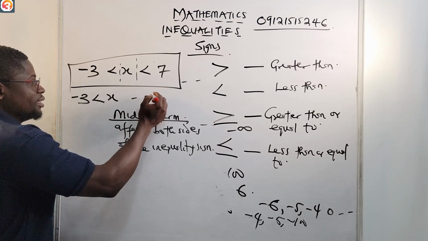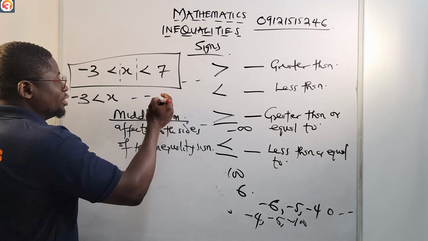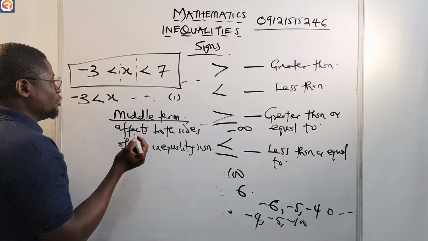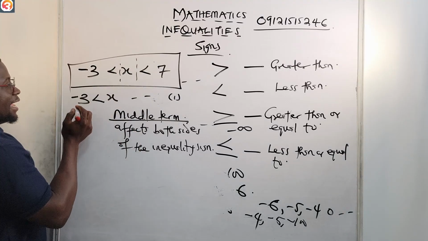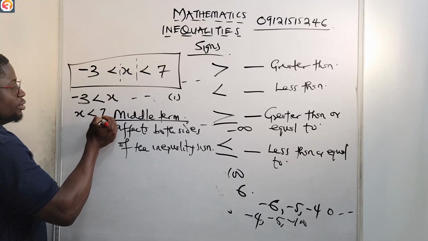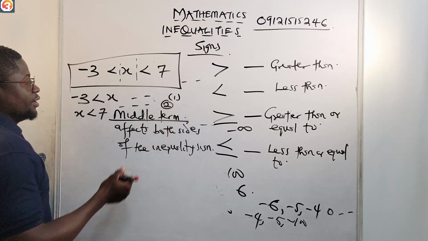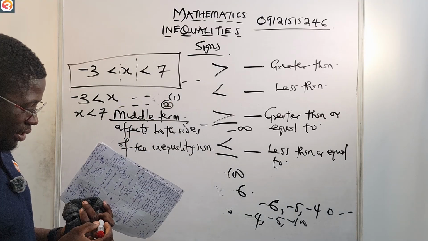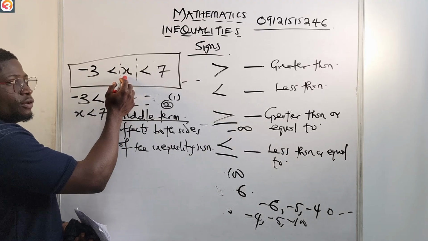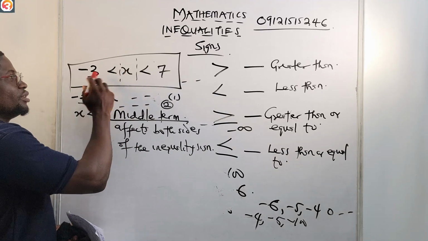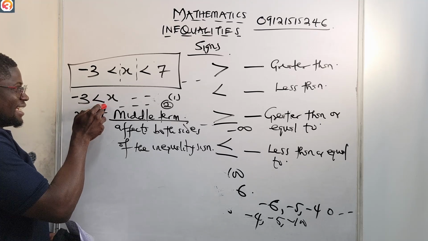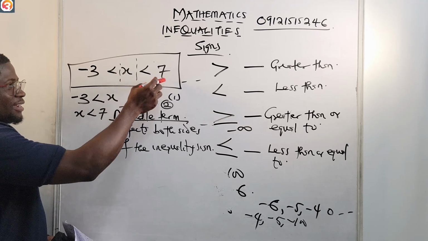This is one inequality. You can call this one equation 1. Okay, let me just say 1 because it's not an equation; it's an inequality. Then here we're also going to have x is less than 7. This is 2. All right. So this is how we split inequality. We split down the middle, and the middle term affects both sides of the inequality sign. All right. So we have minus 3 less than x, and then now we have x less than 7.